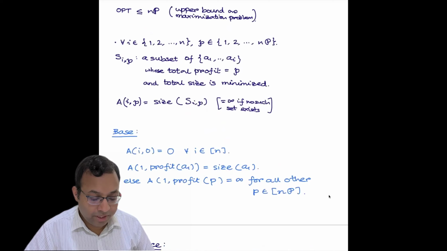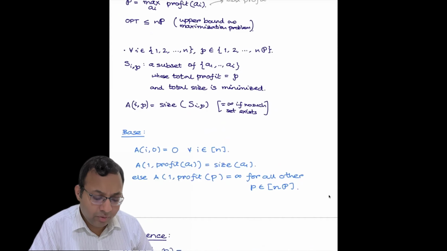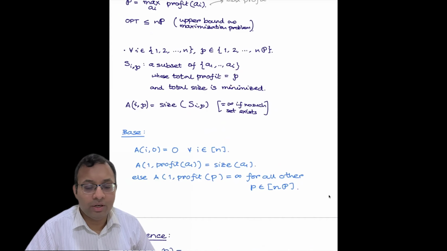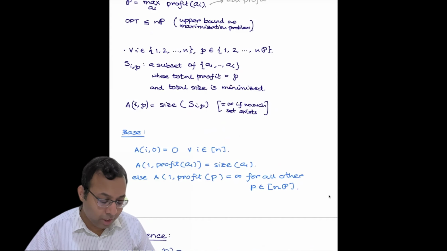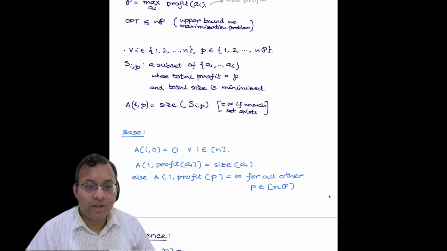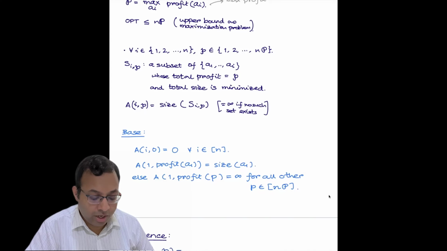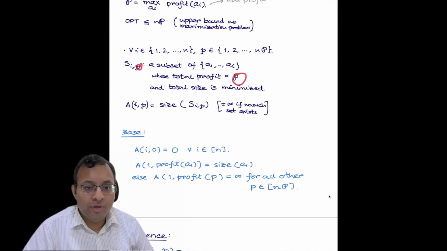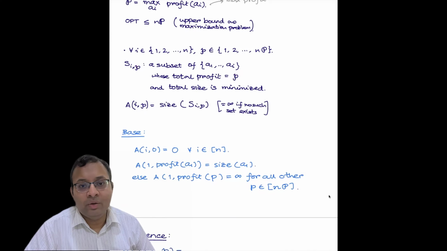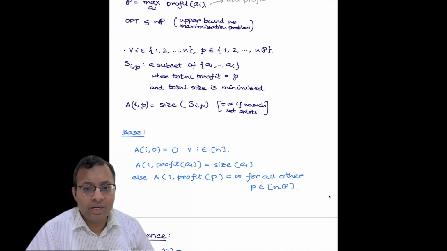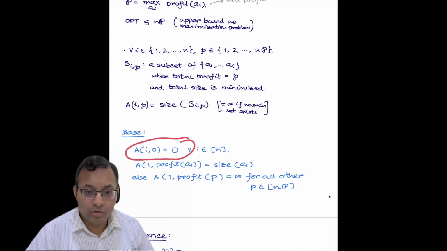Now let's look at the base case. In this case, we will use exactly equal to p, not greater than or equal to, but exactly equal to p. So in the base case, we have A(i,0) equal to 0 for all i. That means that I'm just looking at profit 0 here. So we want a subset of items such that total profit is 0 and size is minimized. In that case, we can just take no item and that size is 0. So it's A(i,0) equal to 0.